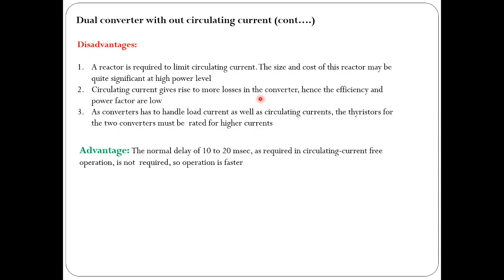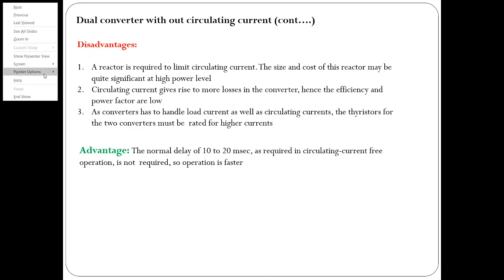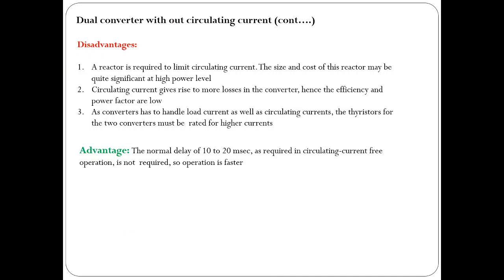But we have an advantage also. The normal delay of 10 to 20 milliseconds required in circulating current free operation is not required here, so the operation is quite a bit faster compared to that without circulating current. Small correction here: please note that it is with circulating current. Presently we are discussing the dual converter with circulating current, so make this correction.